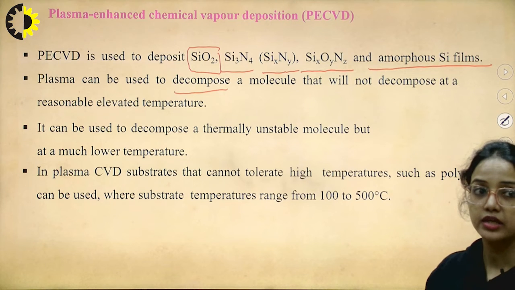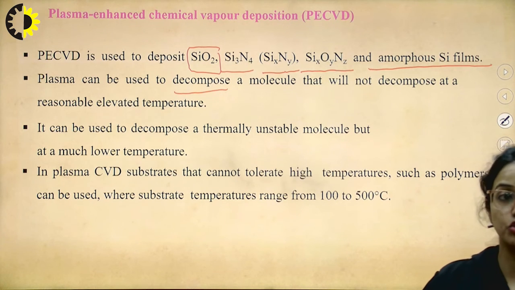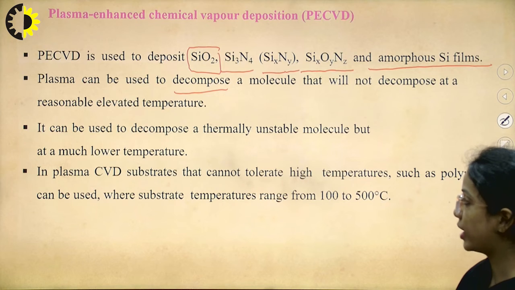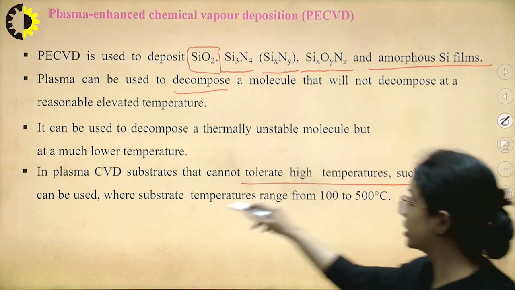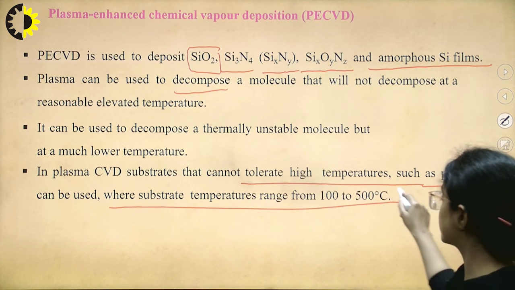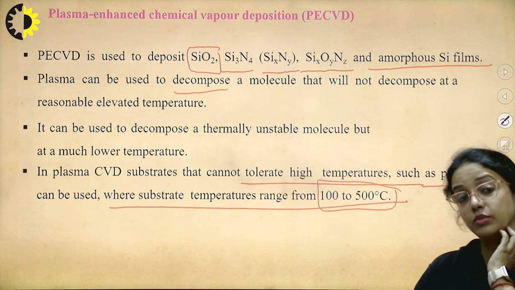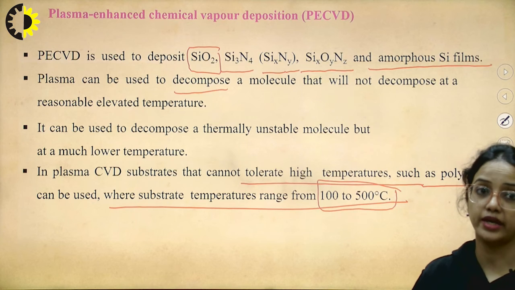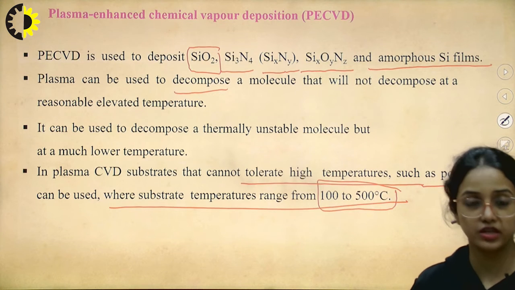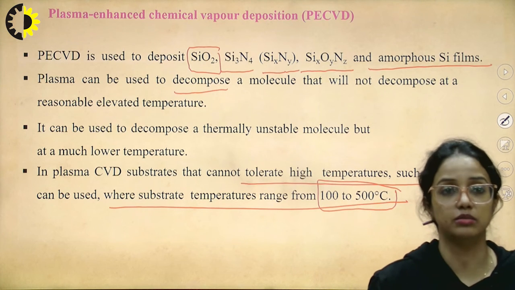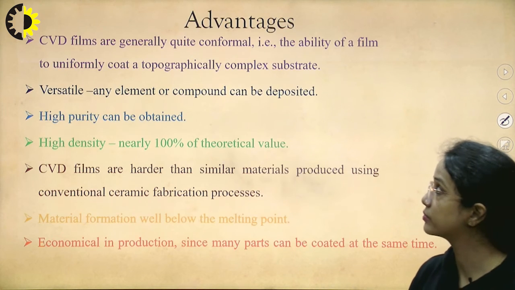So it is used to decompose a thermally unstable molecule but at a much lower temperature. Plasma CVD can be used for substrates that cannot tolerate high temperature, such as polymers, where the substrate temperature ranges between this. So we cannot use high temperature because that polymer or material won't be able to withstand it. So it will not decompose the way we want. So they are thermally unstable molecules at high temperature, and we have to go through plasma enhanced.